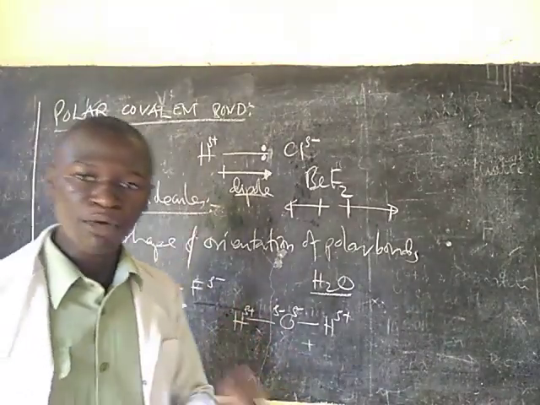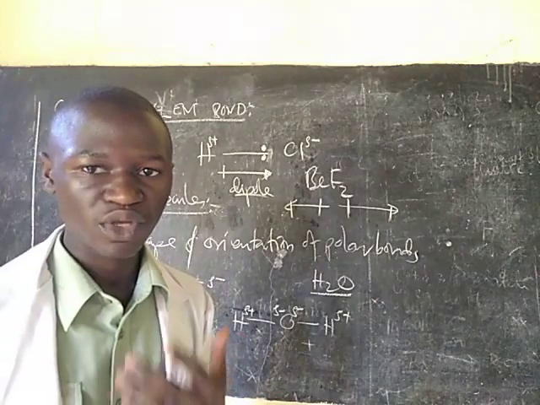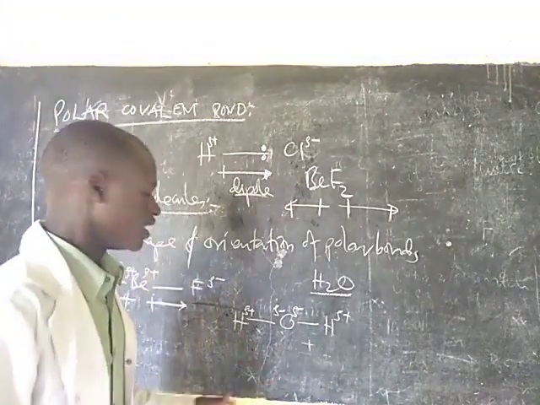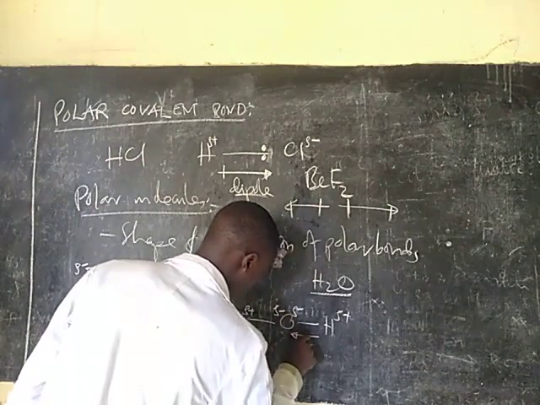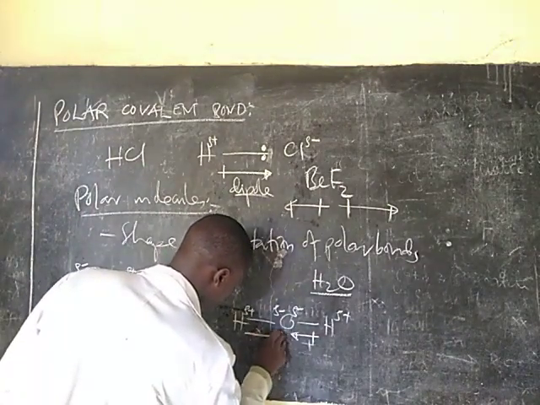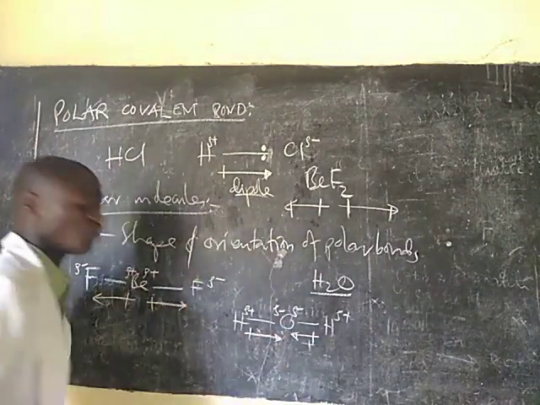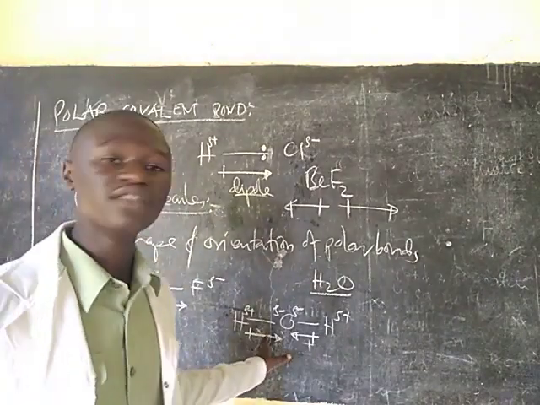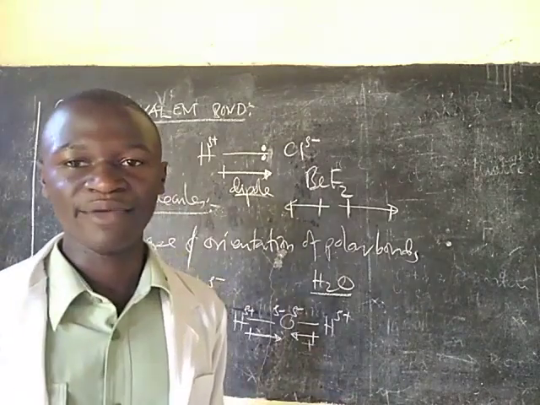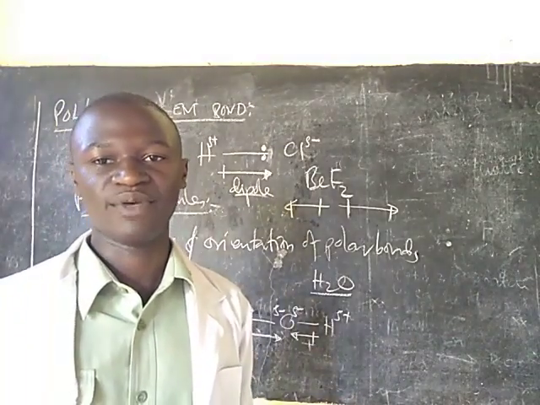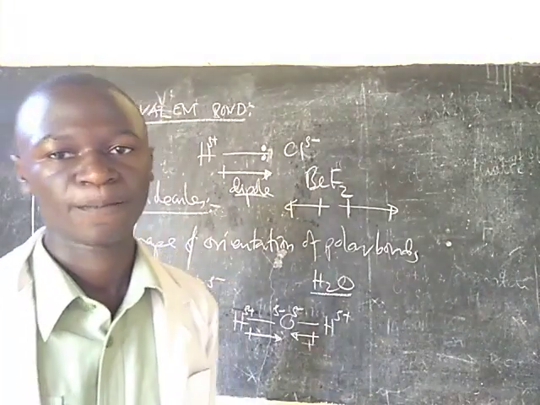But most students could expect that here we have this dipole moment, and here we have this dipole moment. So what they could expect is that this dipole moment will cancel with this one. But this does not happen. Why does it not happen? Now, listen to me.